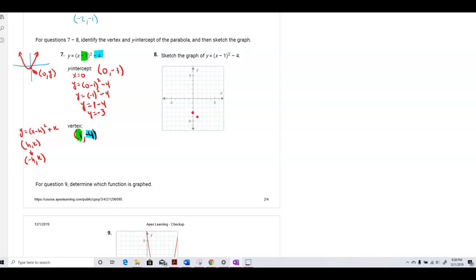Now these parabolas have what we call symmetry. If I'm 1 unit over, 1 unit up, to find the other side, I can go 1 unit over, 1 unit up. And right away, I know that this would be the graph of a parabola. Okay.